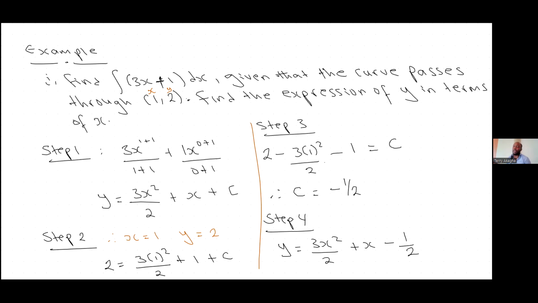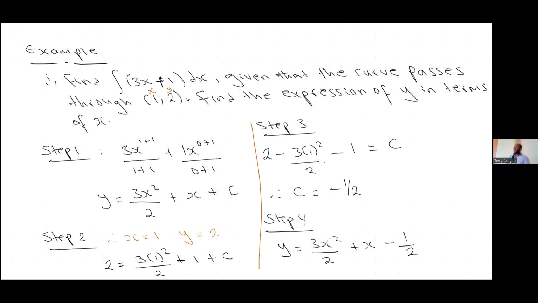Okay, so basically, you just integrate as normal for the general form. You substitute the value of x and y, and you find the value for c. So basically, when you're looking for c, you need extra information. So you need to know the value for x and the corresponding value for y. Okay.